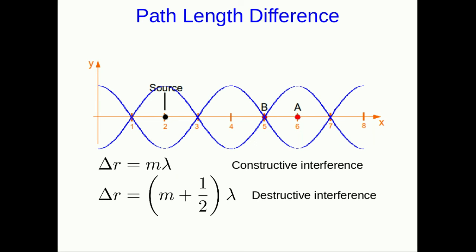We've just seen a very important general principle. Whenever waves have 2 ways of getting to a point, so that we have a path length difference, if the path length difference is an integer multiple of lambda, so m lambda, where m is any integer, then we will get constructive interference. And if the path length difference is a half integer multiple of lambda, so m plus a half, where m is an integer, then we will see destructive interference.